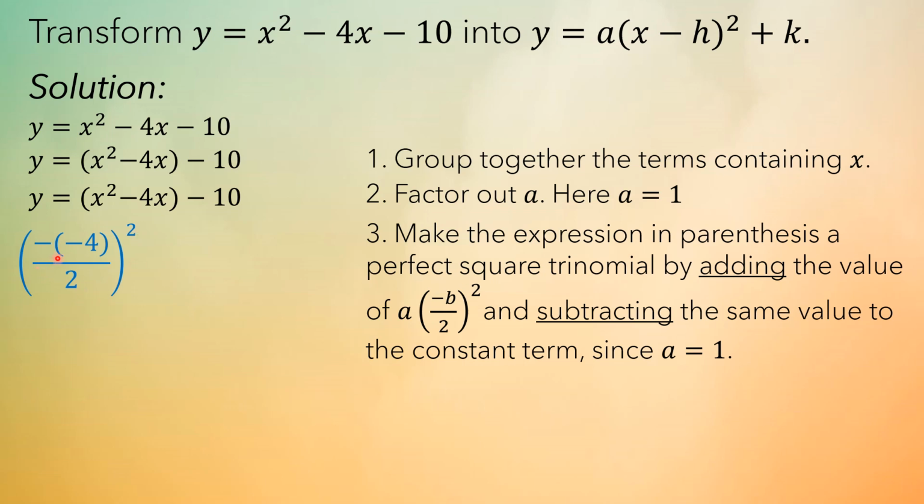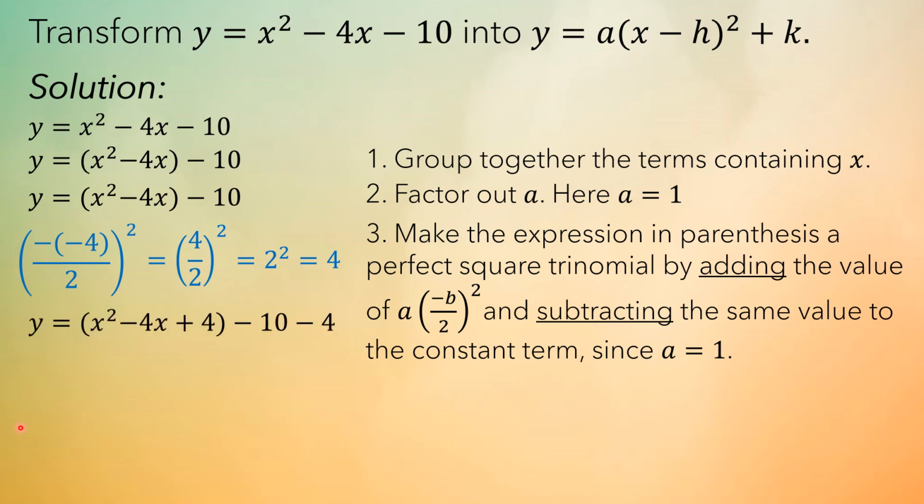So, let us now simplify this value. So, magiging positive 4 because negative times negative is positive over 2 quantity squared. 4 divided by 2 is 2. So, 2 squared is equal to 4. Next, yung 4 ay i-add na natin sa binomial na ito para maging perfect square trinomial at ima-minus naman natin sa constant na negative 10.